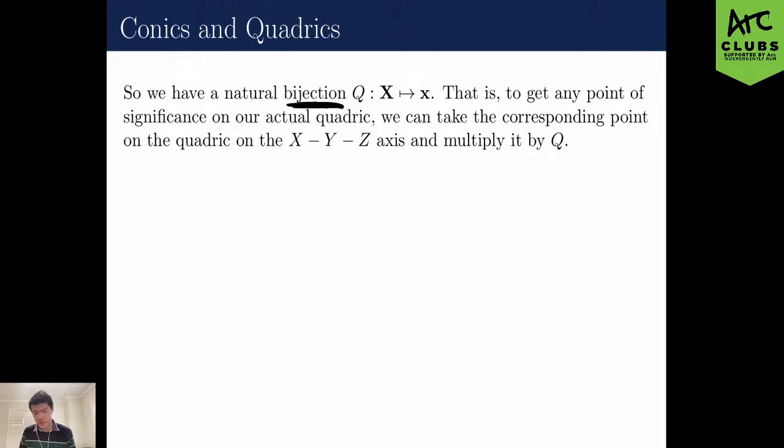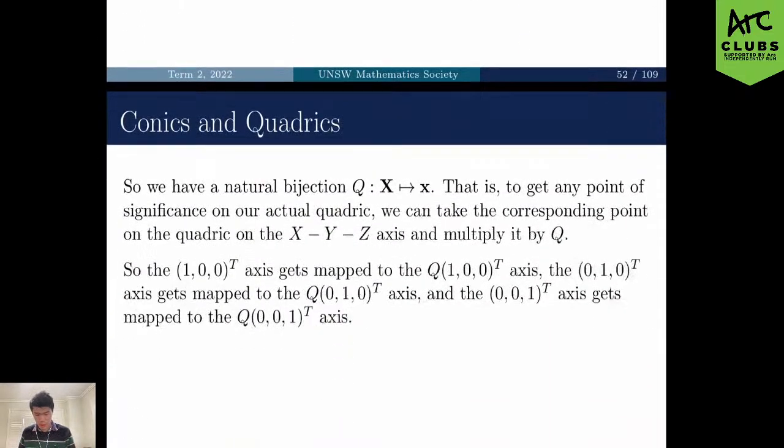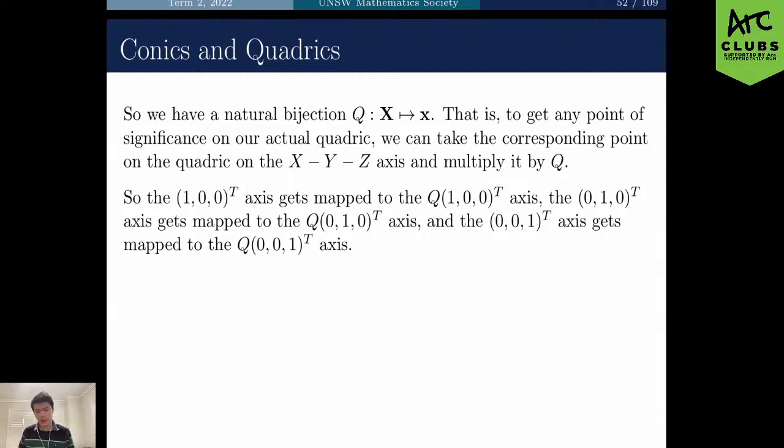And to get any point of significance on our actual quadratic, the actual surface, we take the corresponding point on the quadratic on the xyz axis and multiply that by q. Cool. And as I said before, the 1, 0, 0 axis, or the x-axis, gets mapped to the q100 axis, and so on.